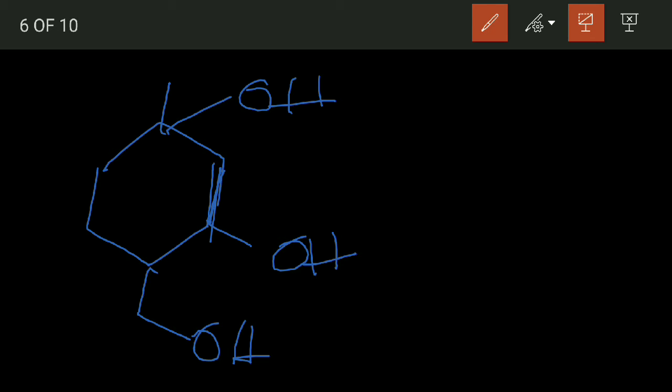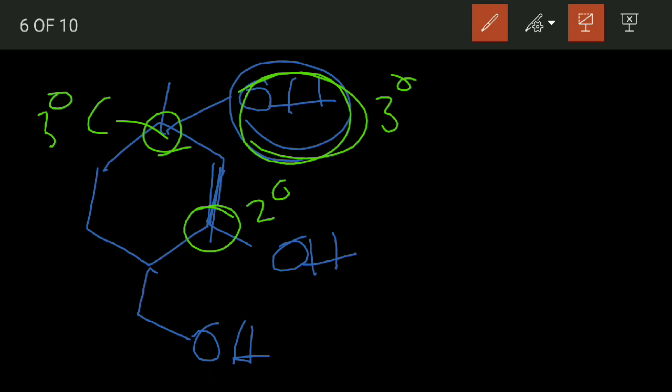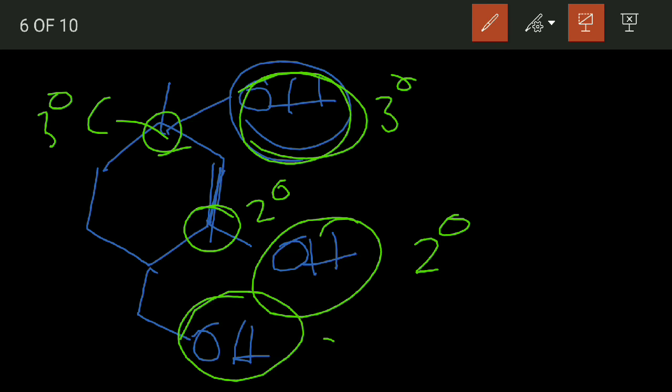So let's solve this example. What is the degree of this carbon? So that is alcohol. This is the degree of this alcohol. The degree of this alcohol would be 3 as the carbon to which the alcohol is directly attached has the degree 3. Same here, this carbon has a degree 2, so the alcohol will also have the degree 2. And here it has a degree 1, so the alcohol would also have a degree 1.